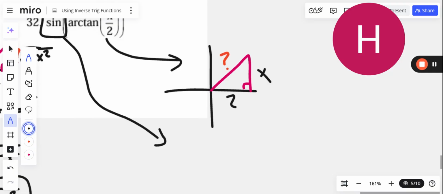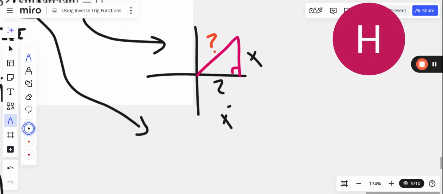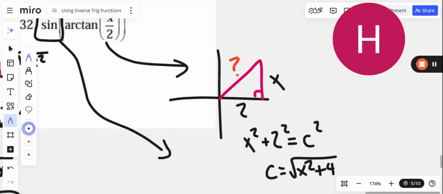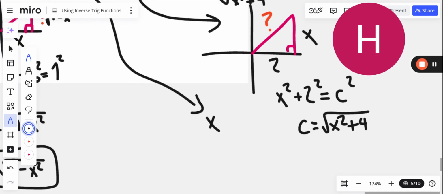Here we're missing the hypotenuse this time, so we're going to say that x squared plus 2 squared equals, I don't know, c squared. It makes people happy when we use c for the hypotenuse for some reason. So we're going to call this the square root of x squared plus 4. That is the hypotenuse. Okay, now let's find the sine because we need to do opposite over hypotenuse.